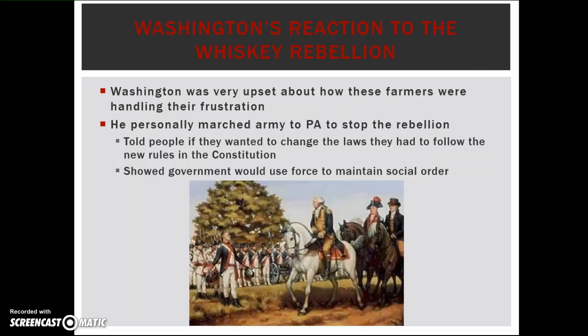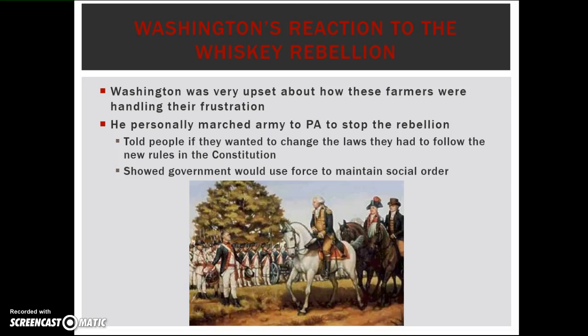Washington was very upset about how the farmers in Pennsylvania handled their feelings about the tax on whiskey. As president, he decided once again to personally march an army to Pennsylvania. This time was different from Shays' Rebellion, though. He was able to tell the people who were rebelling that if they wanted to change the taxes, or if they wanted to change the laws, they had to go about it the right way. They had to follow the Constitution.